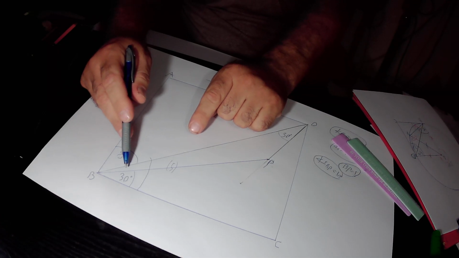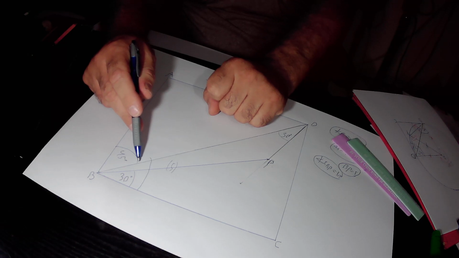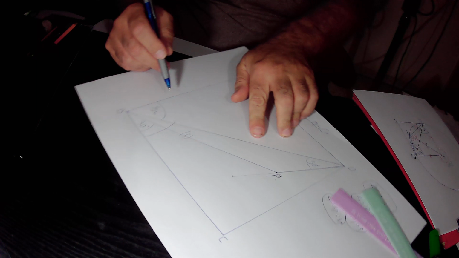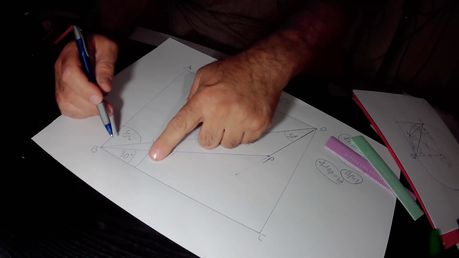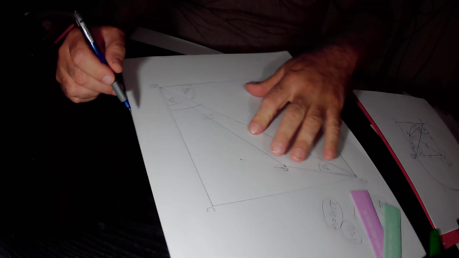But this angle equals 30 degrees. Therefore, this missing angle must be equal to 15 degrees in size. In order to complete the size of this angle to 45 degrees, this missing angle must be equal to 15 degrees in size.